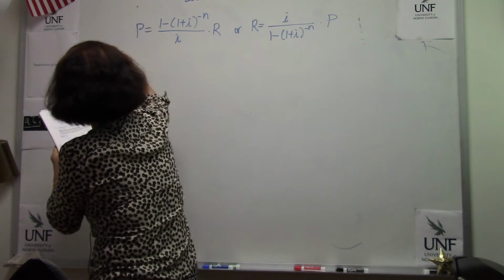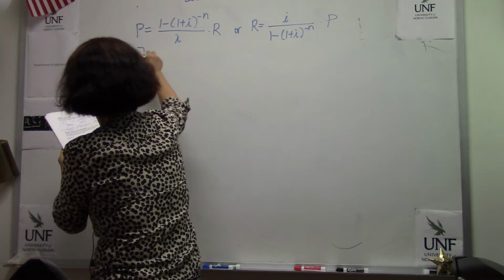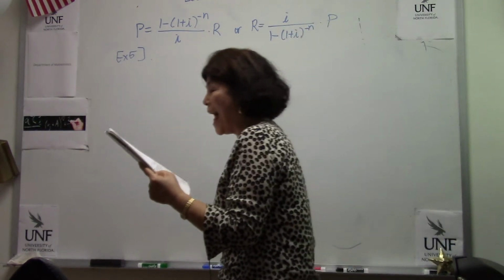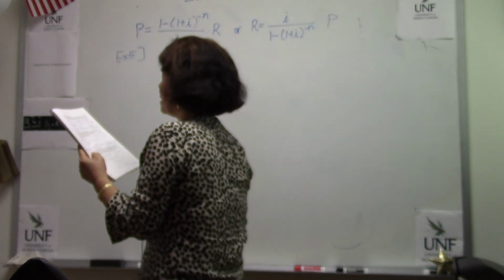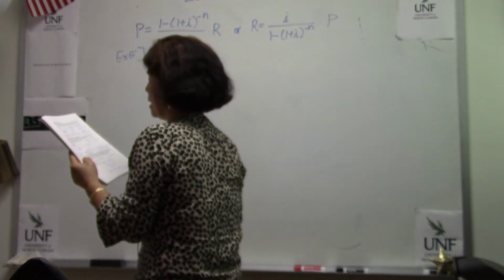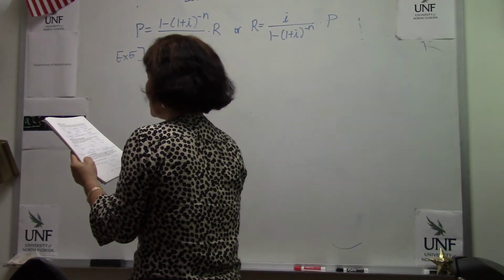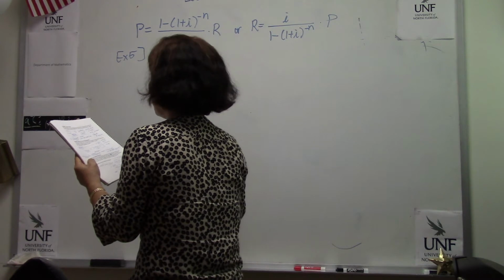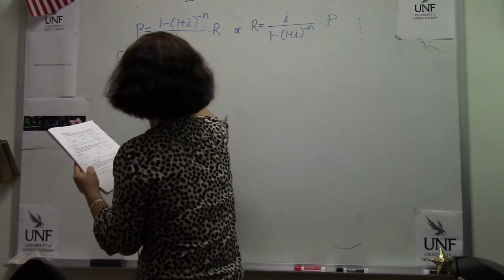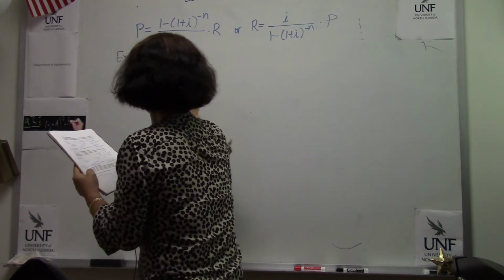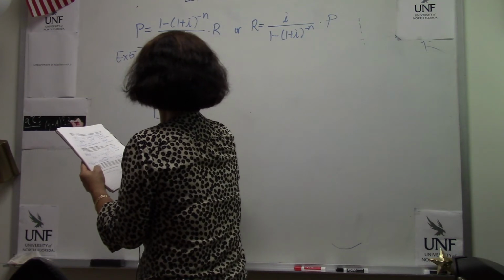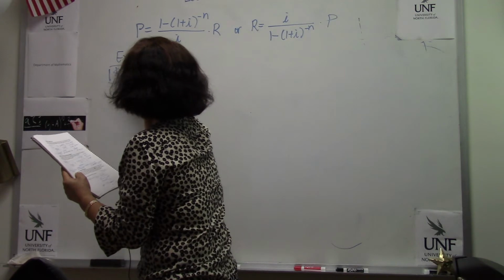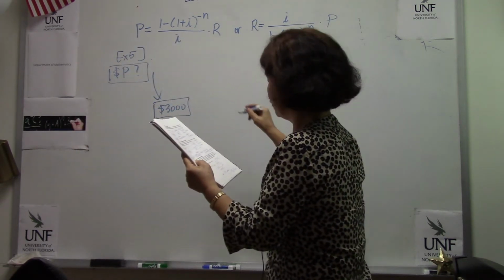Example 5. How much money must you deposit now at 6% interest compounded quarterly in order to be able to withdraw $3,000 at the end of each quarter year for 2 years? So you withdraw $3,000. How much do you have to deposit at the beginning? We don't know. That's a question mark.